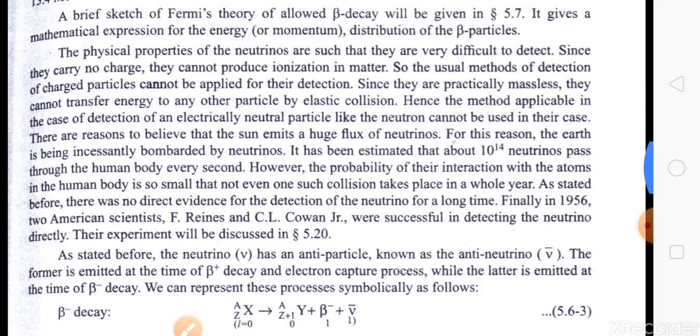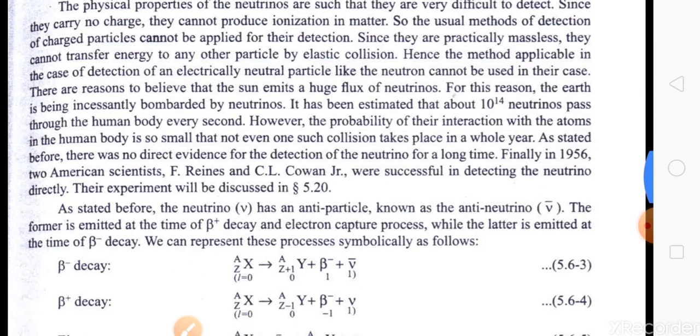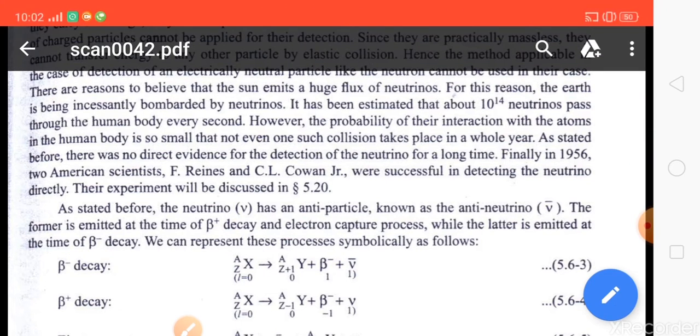in their case. There are reasons to believe that the sun emits a huge flux of neutrinos every day. For this reason, the earth is being incessantly bombarded by neutrinos. It has been estimated that about 10 raised to 14 neutrinos pass through the human body every second. However, the probability of their interaction with the atoms in the human body is so small that not even one such collision takes place in a whole year.